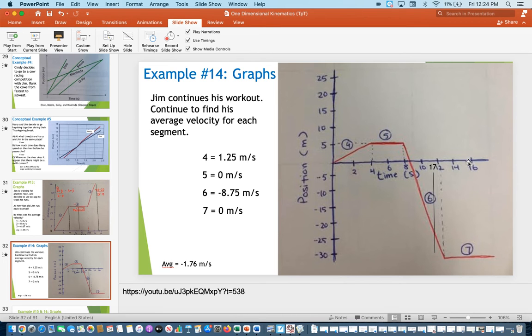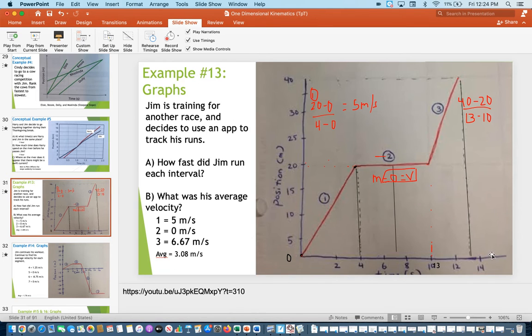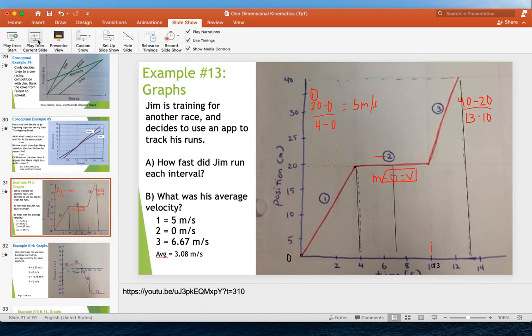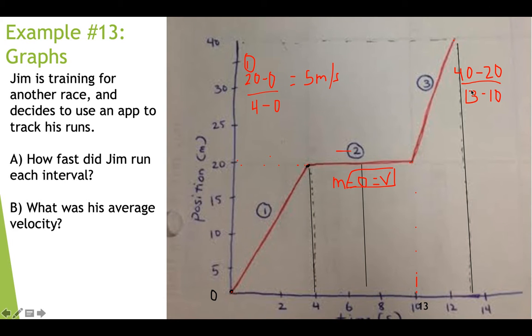Okay, so our graph actually ends at 13 seconds, not 17. My video is blocking the graph there. So our time interval, or our x2 coordinate, is going to be 13 seconds, and our x1 coordinate is going to be 10 seconds. So we calculate the slope there, we'll get 6.67. And our units are meters per second. So now we've calculated the speed for all 3 segments.